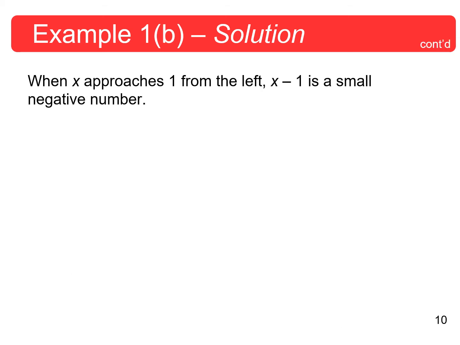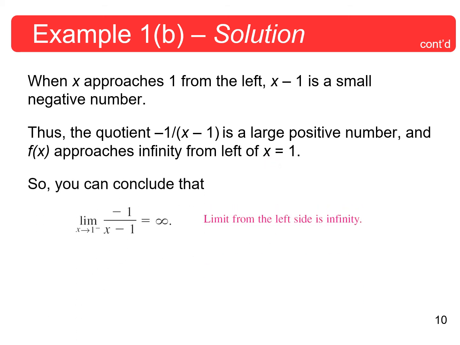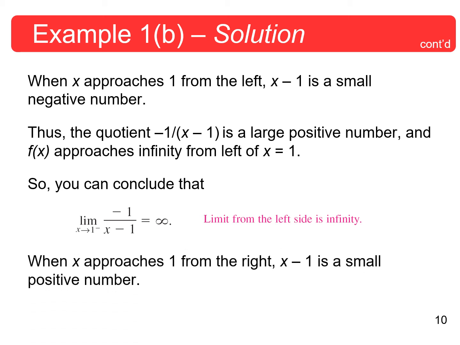For letter B, as x approaches 1 from the left, this expression here is a small negative number. Now, this quotient, negative 1 over x minus 1, becomes a large positive number. And therefore, f of x approaches positive infinity from the left of x equals 1. So therefore, you can conclude that the limit of negative 1 over x minus 1 as x approaches 1 is equal to positive infinity. And this is the limit from the left side.